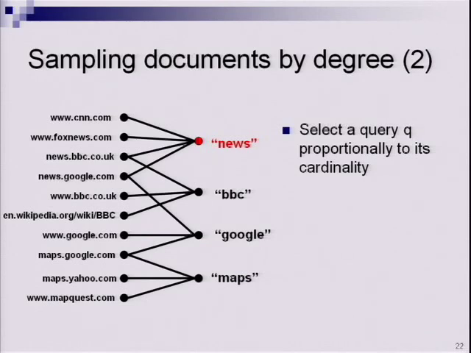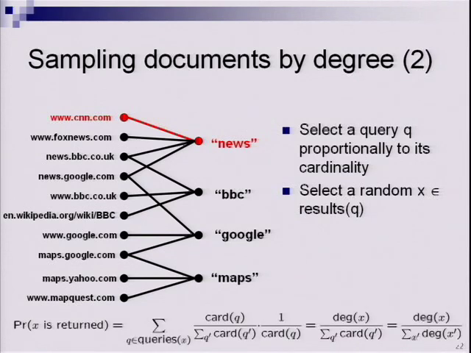So here is how you would do that. You choose news with probability proportional to its cardinality, and then you select a random document from its result set. And here, this is an analysis I will not go into. It's just a one-line analysis that shows you that this is good enough. If you can do that, you can sample documents by their degree.